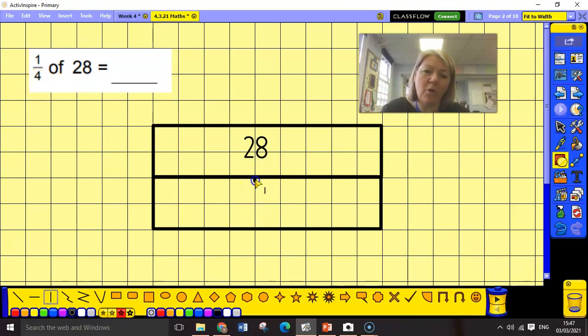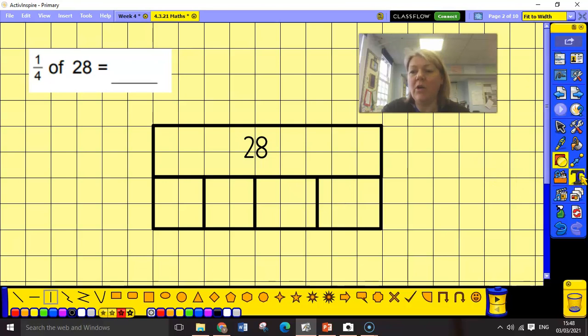So 4 is like finding a half. Sorry, not 4. Quarters is like finding a half and then finding a half of that. Okay, finding a half and finding a half of that. All right, so I've got 1, 2, 3, 4 parts here.